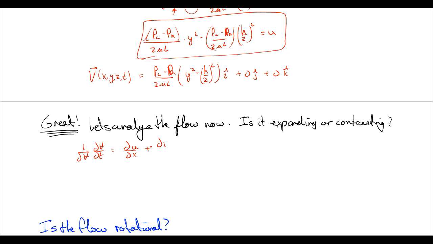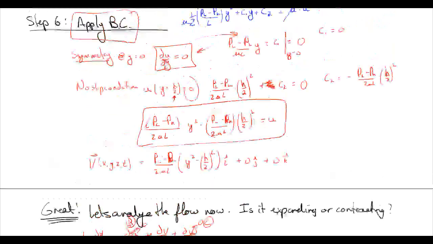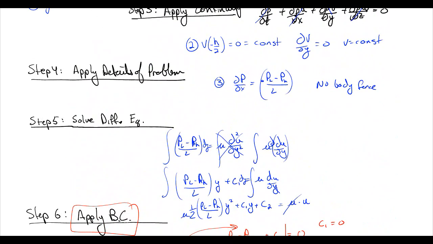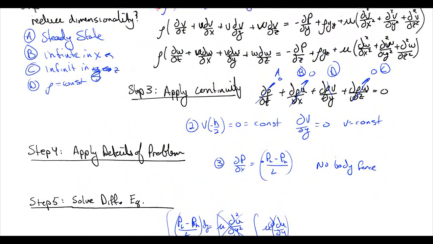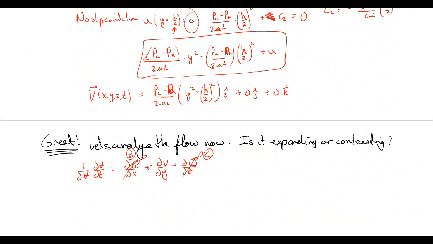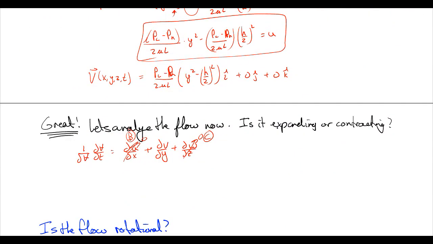Again, this is why we label our assumptions, so that we can just say this is 0 due to b, I believe. This is 0 due to c. We're going to have to pop back up here real quick and double check. Yep, we got that right. Good. We know v is zero everywhere, so it's equal to zero. So our fluid is indeed incompressible.